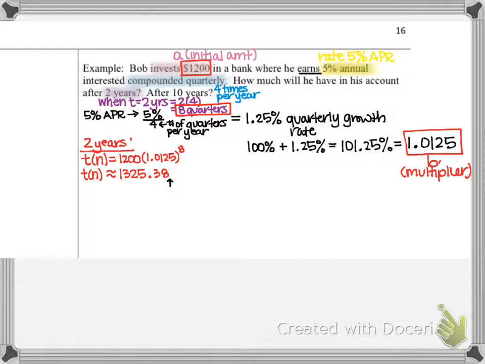Okay, we can go back and do the same thing here, but now we need to do it for 10 years. So I'm going to go back up. Let's see if I can grab a color I haven't highlighted with yet.